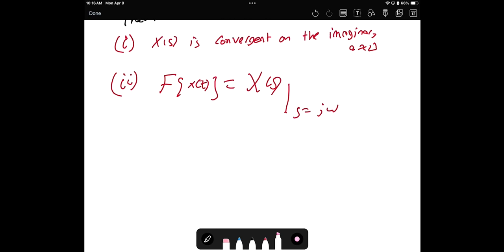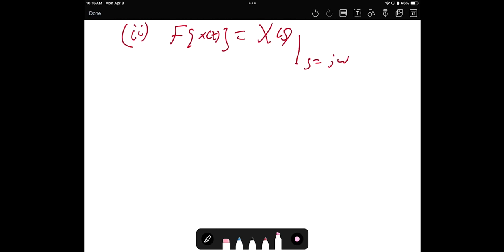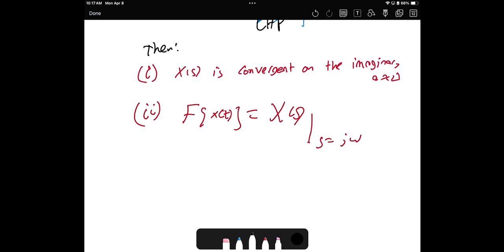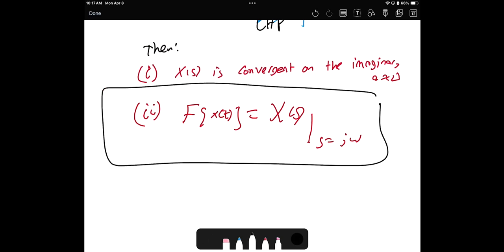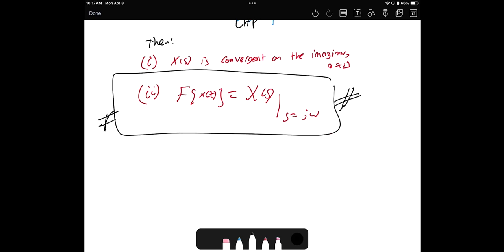Now let me go through some examples and try to do some analysis. Basically, I'm going to find the Fourier transform using the general formula, then compare it with what we see in the Laplace transform to see whether substituting s equal to j omega is true. Yes, it should be true. So this nice result is very important for you. Let's go on to an example.